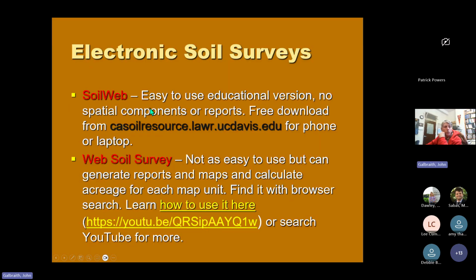Okay. Again, I told you about Soil Web and Web Soil Survey, different purposes, different uses, but the same information. It's just how that information is presented to you. Most people find Soil Web easier to use until it comes time to make a map. And then Web Soil Survey is the one. I have listed on here a set of instructions on how to use it in case you're not familiar with that.